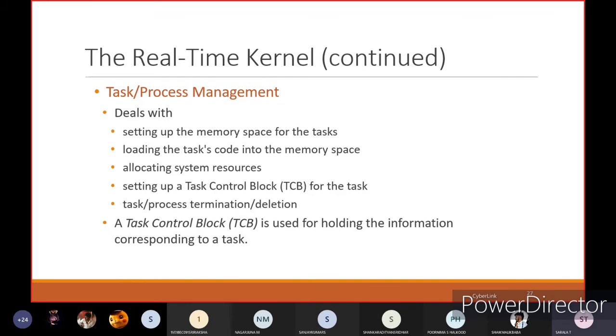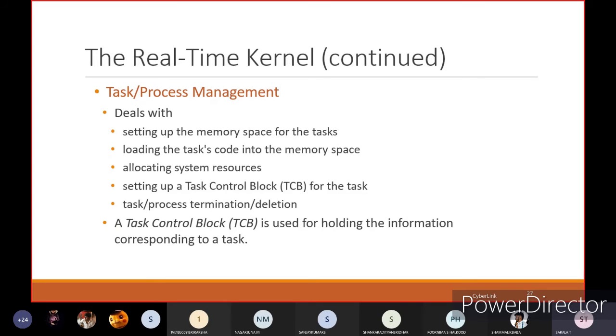Next is the real-time kernel. In that, task or process management, one by one we will see how we can manage the task or process. Task or process management deals with setting up the memory space for the tasks. All the memory space that is available will be set up for tasks, and loading the task code into the memory space.